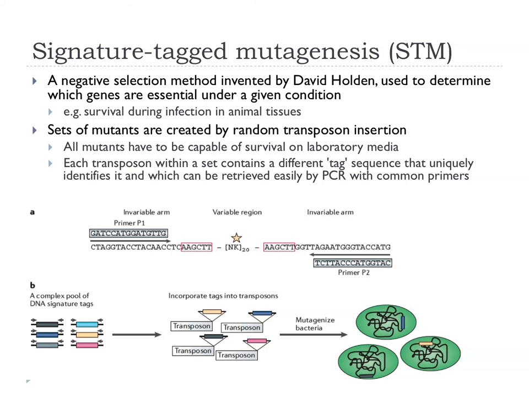And the neat trick that David Holden introduced here was that he actually tagged each of the transposons. He made a tag where you put these primer sites on the end of each transposon with a different tag. And so there's an invariable primer site, which is the same in all of your transposons. And then you have a little bit nested in, which is variable, which is a tag, like a barcode, if you like. And so you end up with this creation of a complex mixture of DNA signature tags. So you might have 96 of these, or you might have 384 of these. And those are incorporated into the transposons, and then the transposons are used to make this transposon library of bacteria.